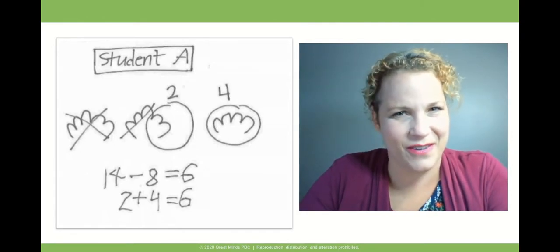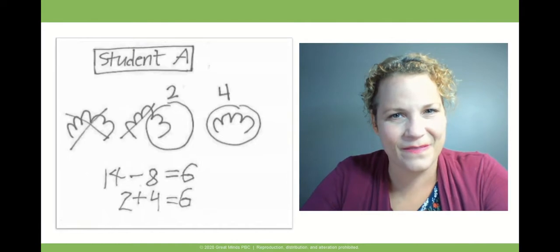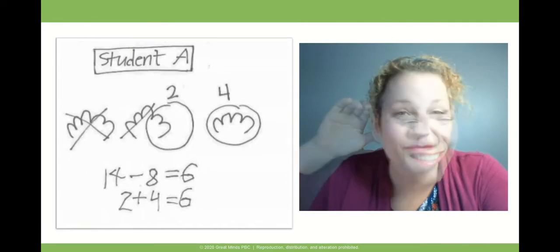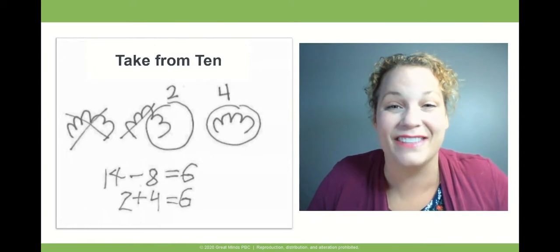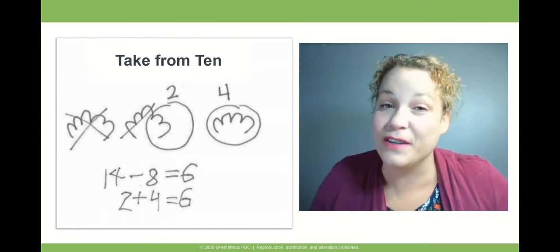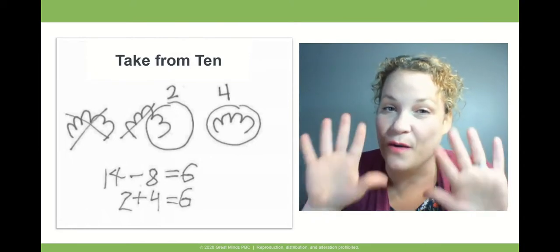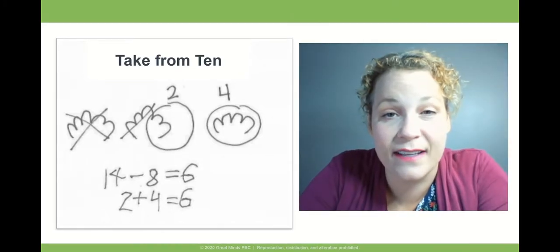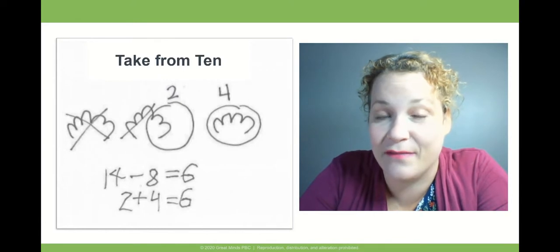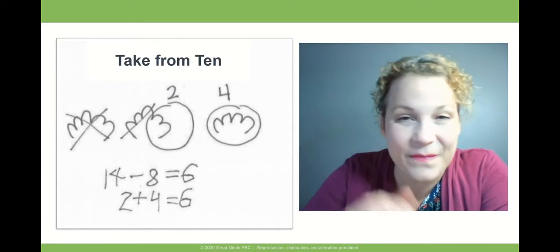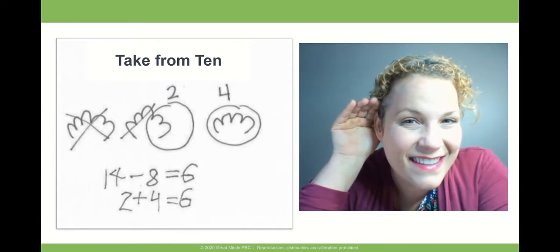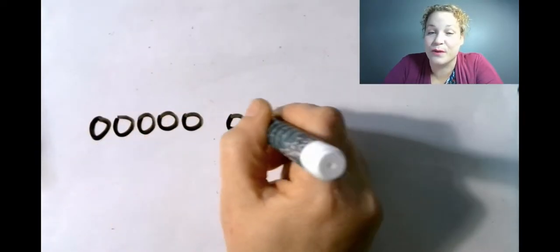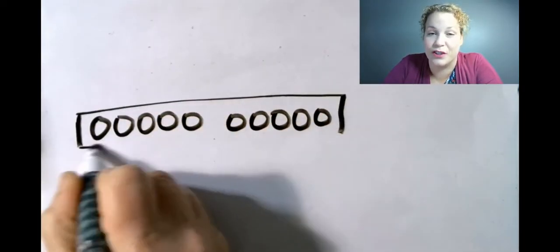Do you know what this strategy is called? It's called the take from 10 strategy because they took from the group of 10, or the 10 fingers. Can you think of another good way to make a math drawing for the take from 10 strategy? Yes, a 5-group row is a great math drawing to show take from 10.